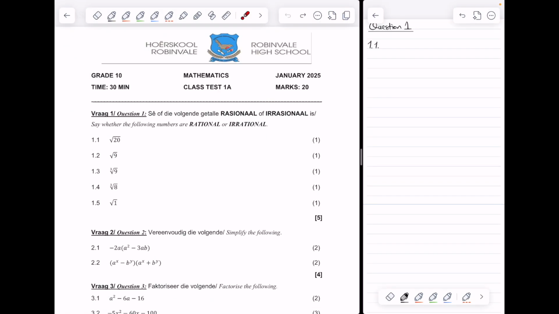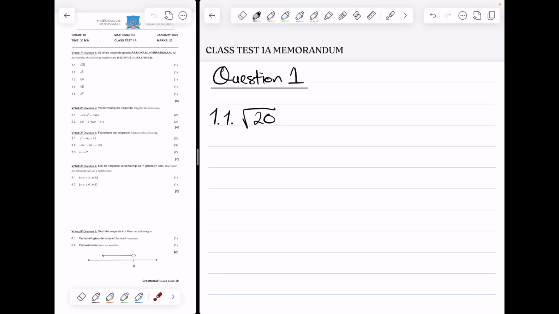So let's get straight into it. So we'll start with question 1. And the instruction is that we need to say whether the following numbers are rational or irrational. And those numbers are, of course, here from 1.1 to 1.5. So the first number is the square root of 20.